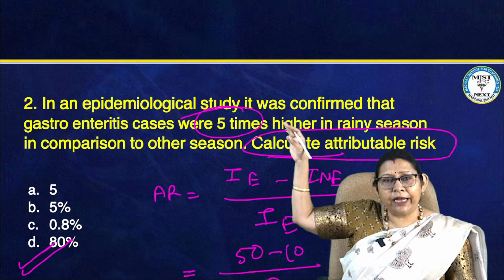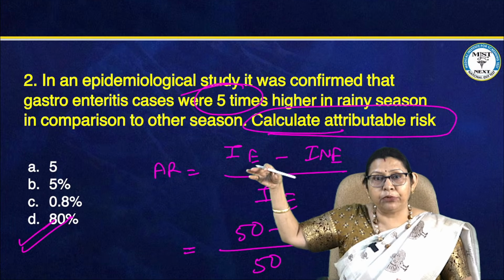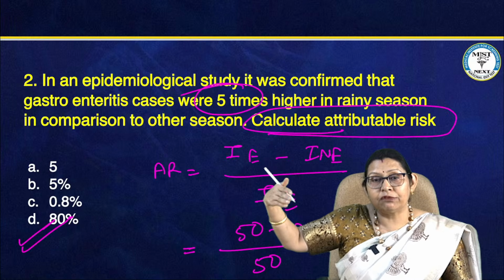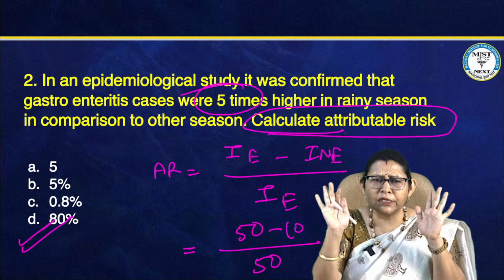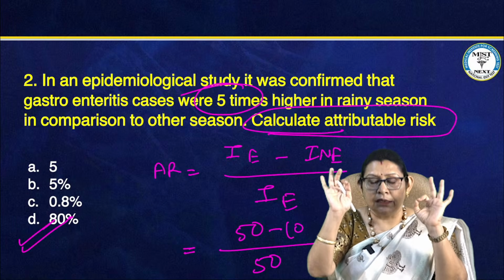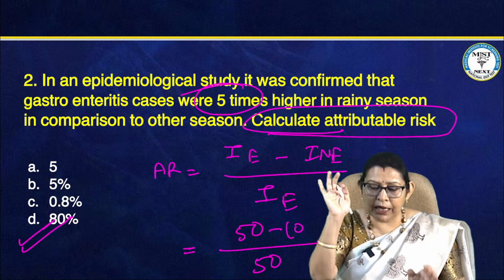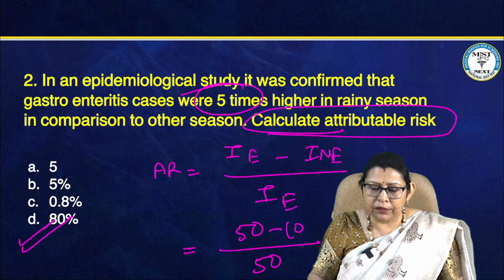So if we remove the rainy season, it will not cause a reduction of up to 80%. That is, some cases will still happen because of other reasons also. So population attributable risk will always be less than the attributable risk. This is a shortcut formula you should always remember.